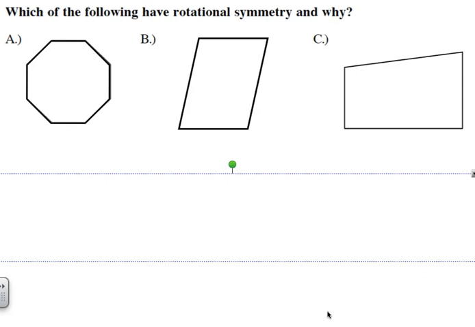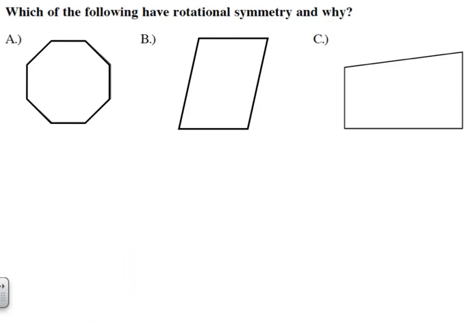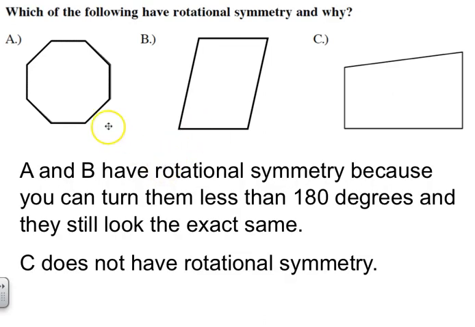So go ahead and try these. Which of the following have rotational symmetry, and give me an explanation. A and B have rotational symmetry because if you turn them less than 180 degrees, they'll still look the exact same. Now if you don't believe me, I've put the shape behind it so you can tell. So I can turn this shape a certain degree, less than 180, and it looks the exact same. Okay, it's got lots of rotations right there.